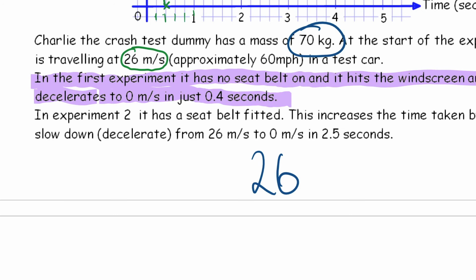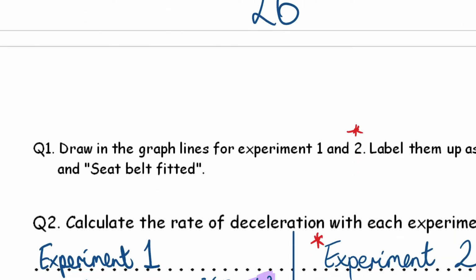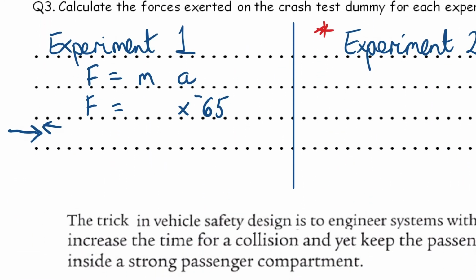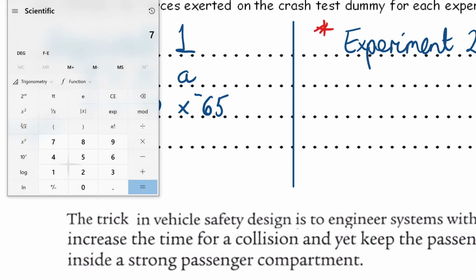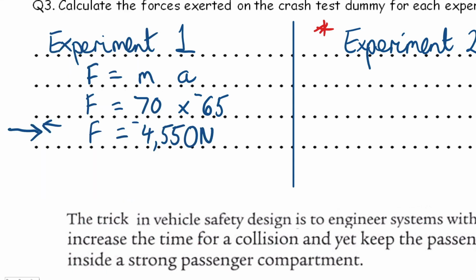We need to find out the mass of the crash test dummy, 70. Therefore we need to multiply 70 by 65. 70 multiplied by 65 gives us 4,550. I've just written the answer down there, 4,550. So you'd imagine the answer you get here for experiment 2 would be a lot less. Pause the video and complete.